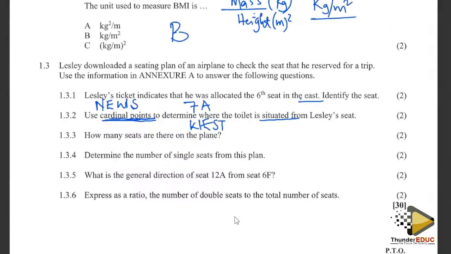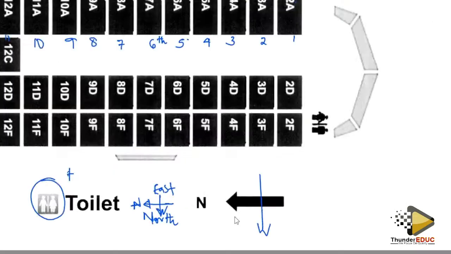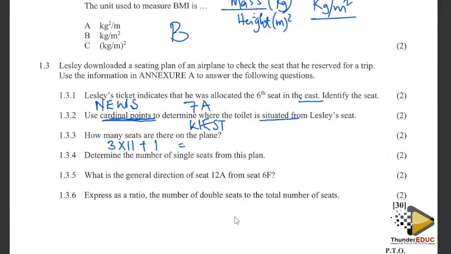So when we come here, we shall say 3 times 11 plus 1. This one here. So it's 3 times 11 plus 1, which becomes 33 plus 1, which is 34 seats.